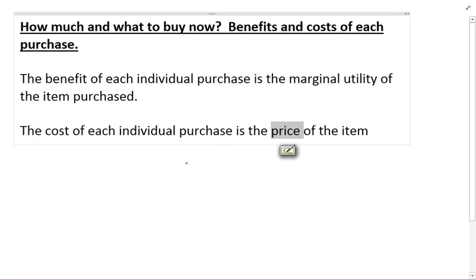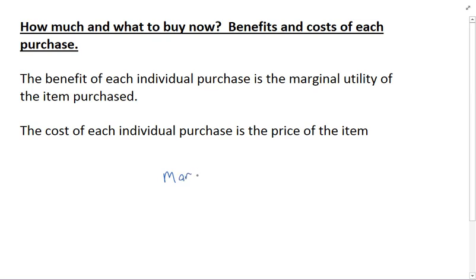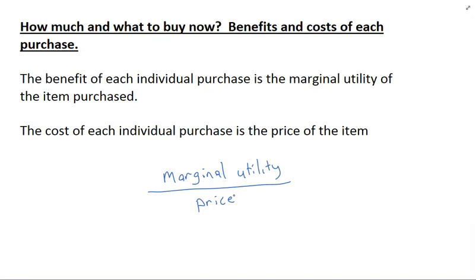So when you think about the benefit cost ratio of an item you purchase, the benefit goes on top, marginal utility. That's the increase in happiness you get from consuming a product. And the cost is the price. So the goal of an individual is to find the things that are within the individual's budget that have high marginal utility to price ratios.